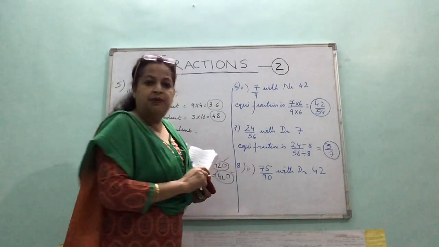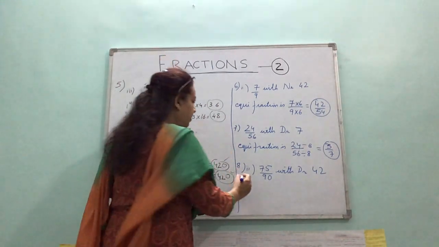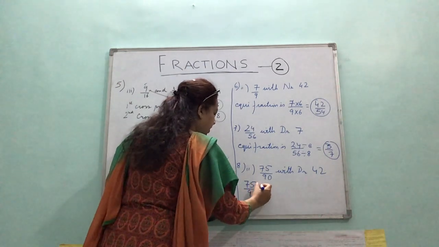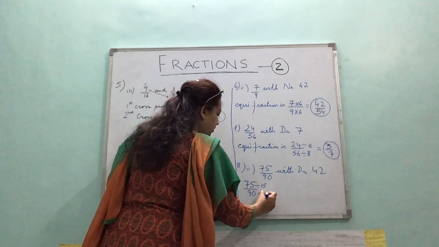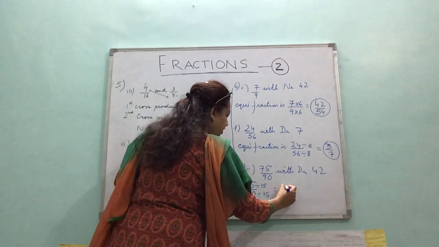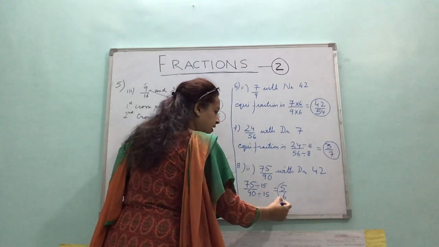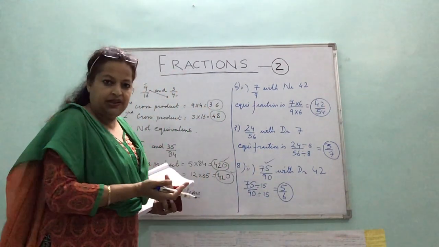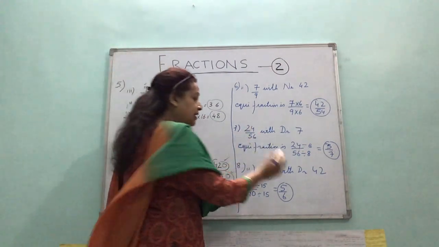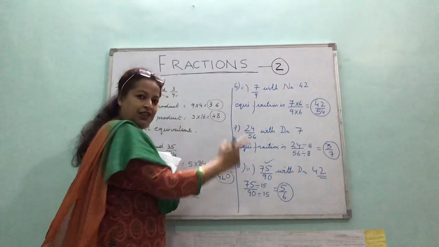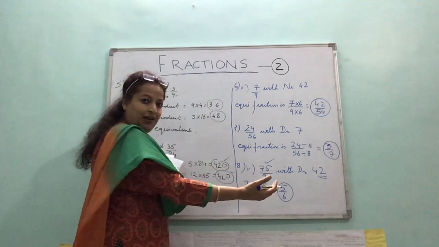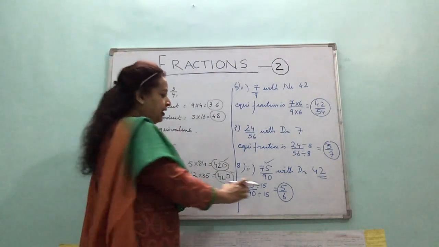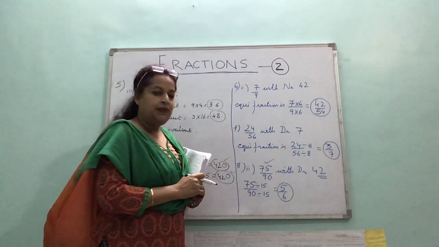Both of these are multiples of 15. So we divide by 15. Both numerator and denominator divided by 15. 5 by 6. Now even 5 by 6 is equivalent to 75 by 90 because I've just divided. But since I want denominator 42, first I have divided, now I'll multiply so that I get denominator 42. So by what number do you multiply the denominator to get 42, children?